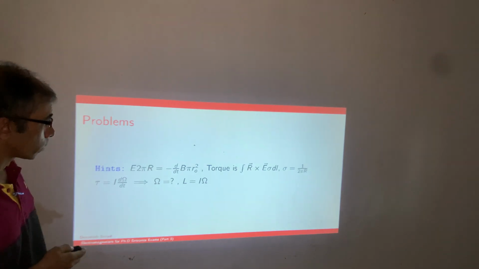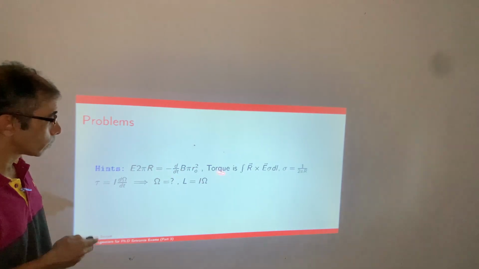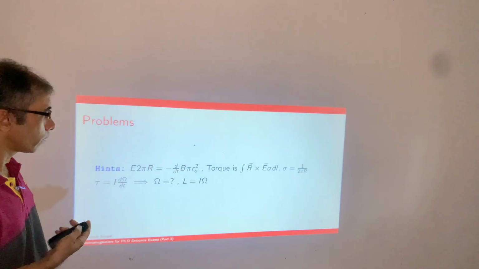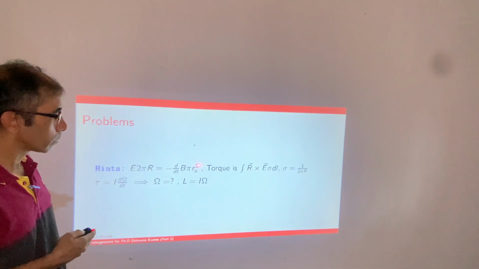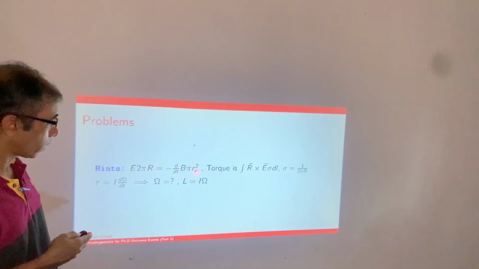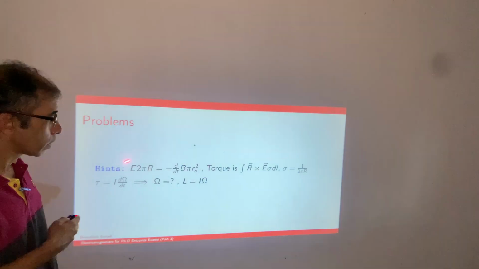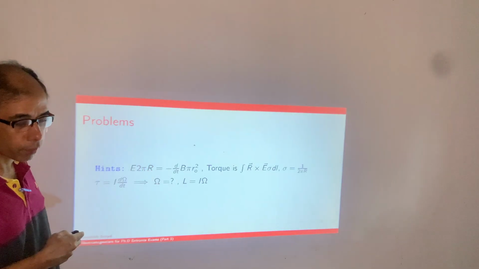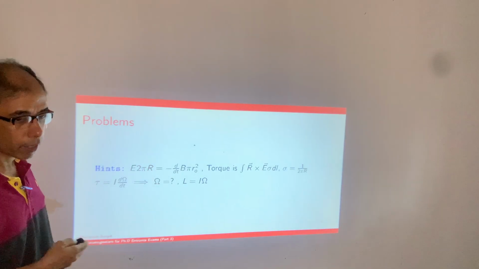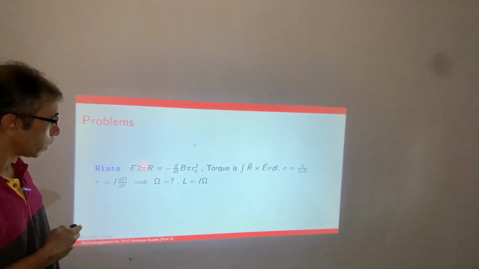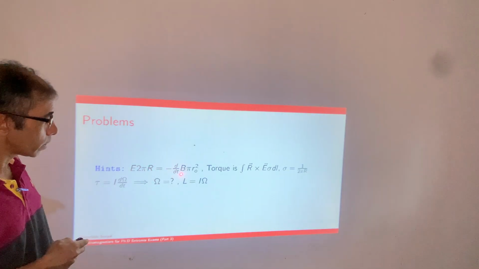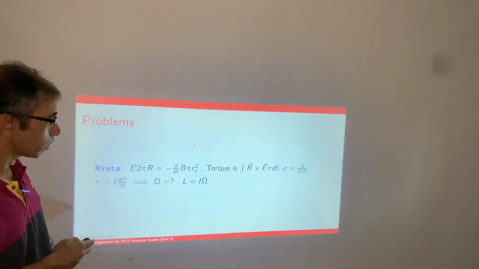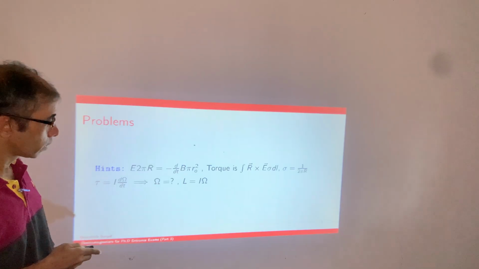So now we know this. First we have to use Faraday's law, or Maxwell's equation. This is the Maxwell's equation in integral form. Curl of E is equal to minus del B del t. If you write it in integral form, it becomes E into 2 pi r is equal to minus d/dt of the flux across the surface.